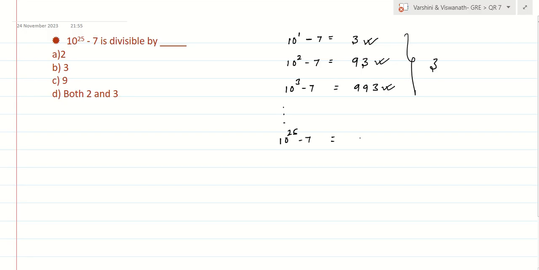How many 9s should be there? 24 9s, and the last one 3. This is also divisible by 3. So a trap answer is given. Remember, many will say 9 also, but it's wrong. My answer must be 3. Okay, let's try this one.